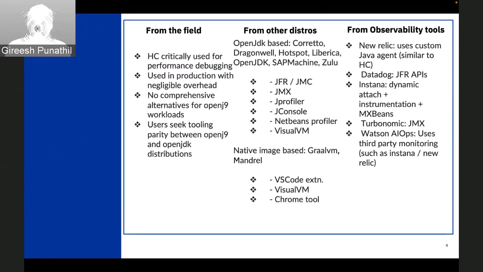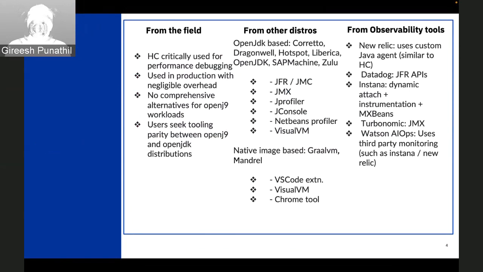We don't see a viable alternative with Health Center in OpenJ9 workloads, and many products, many users ask for supporting Health Center as well as adding new features. Many users ask for building tooling parity with other distributions as well.